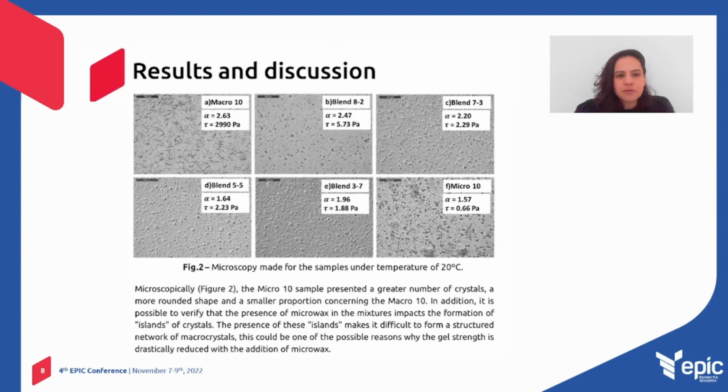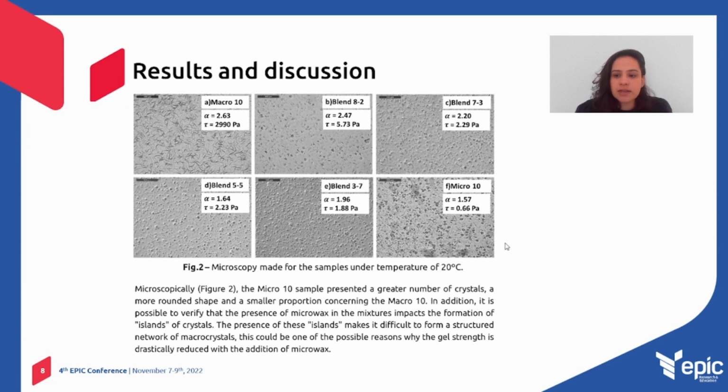Now the results of microscopy. Here we have all the results for the samples at a temperature of 20 degrees. Here we have the macro with noodle shapes and higher aspect ratio. If you compare with the micro, there is a lower aspect ratio, and the crystals are more rounded compared with the others.